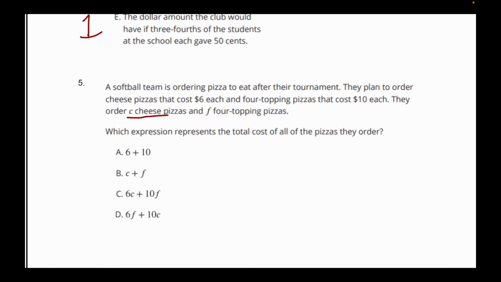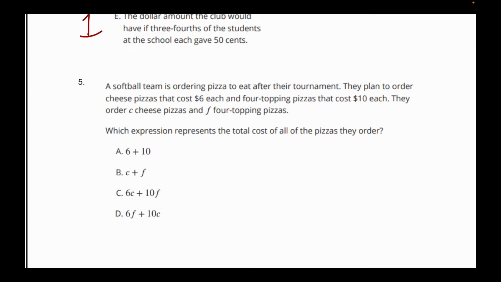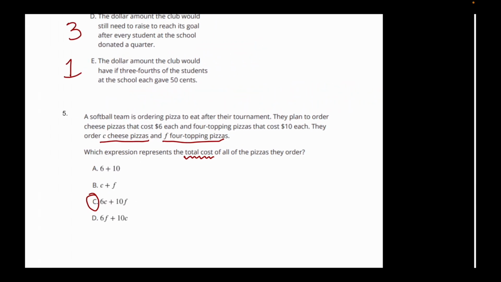So if these are the number of pizzas, we also need to multiply them by their price. So the total cost is going to be 6C plus 10F, because it is $6 for every cheese pizza and $10 for every 4 topping pizza. So to set that up, we would have 6C plus 10F.